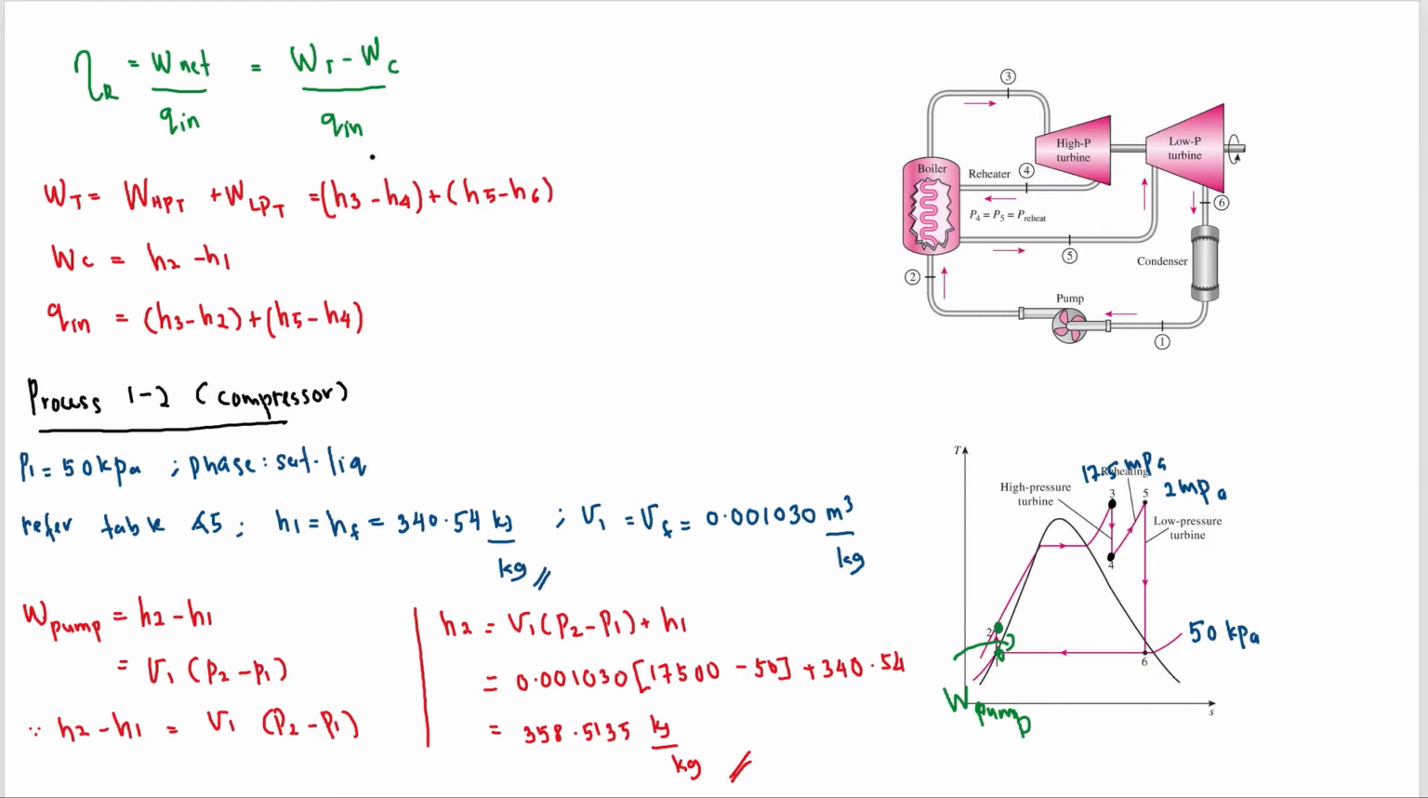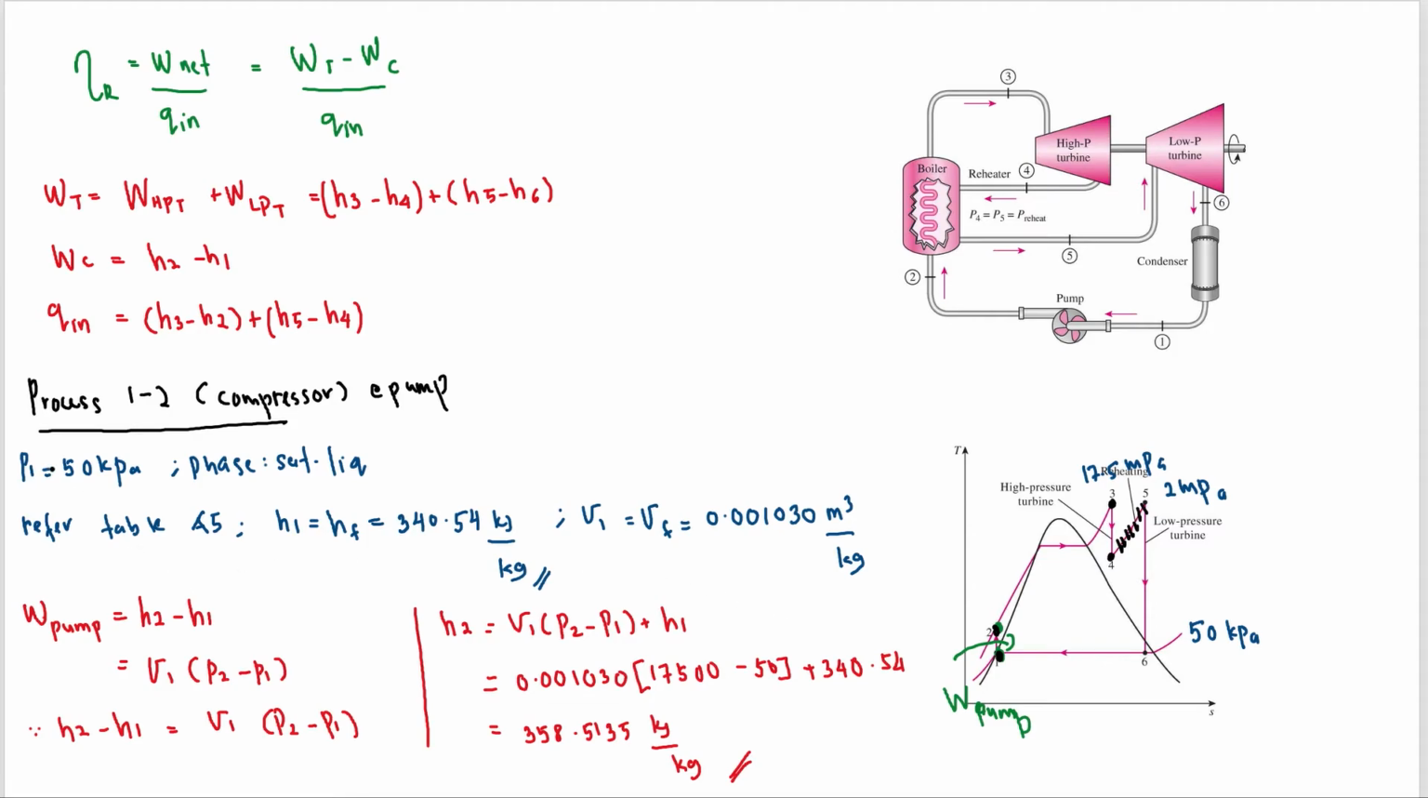And for Q_in we have two. One is at state 3, 2: h3 minus h2, and one is here at the reheat: h5 minus h4. Okay, so from this solution, we can see that we have to find the enthalpy for each state. So we start with process 1 to 2, which is in a compressor or pump. So here in the pump, state 1 to state 2.